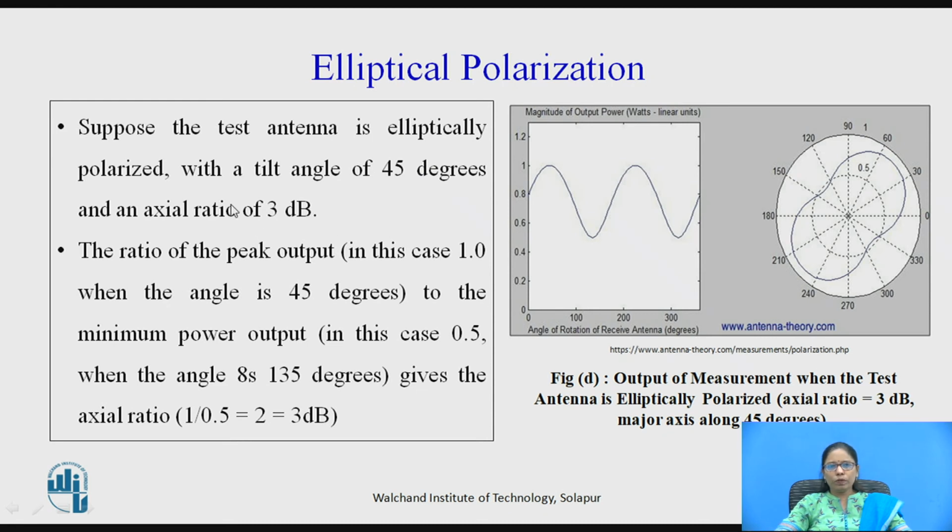For elliptical polarization, consider that my test antenna is elliptically polarized, and assume it is 45-degree elliptically polarized with an axial ratio of 3 dB. Axial ratio is the ratio of the maximum to the minimum output power, as you can see here. If the peak output is 1 and the minimum output is 0.5, the ratio is 2. Converted to decibels, this is 3 dB. So I can say that the axial ratio is 3 dB.